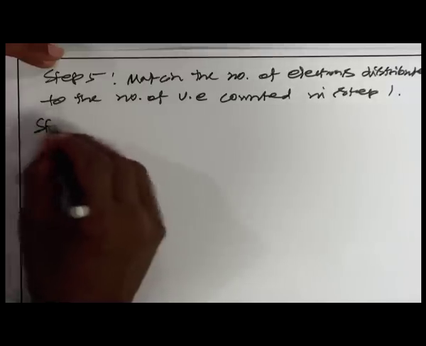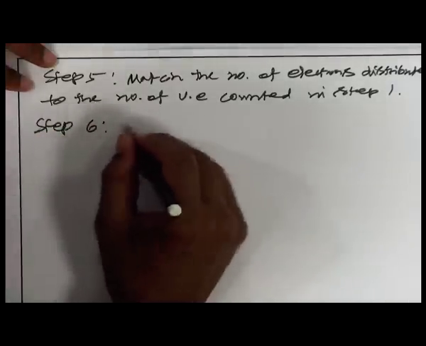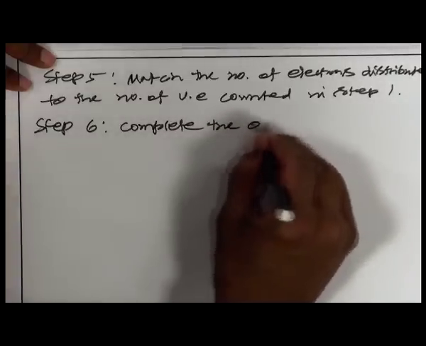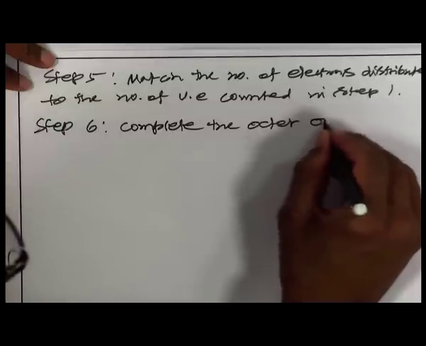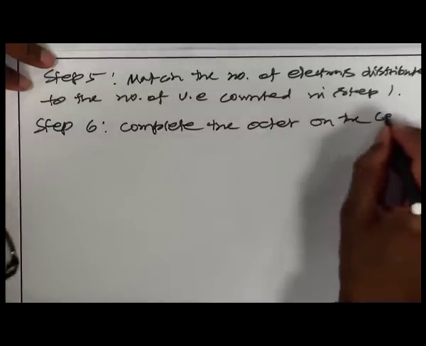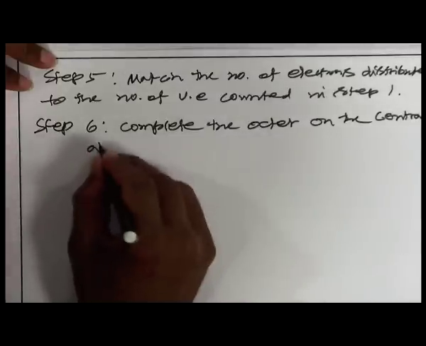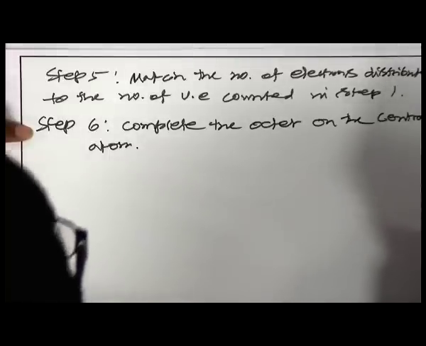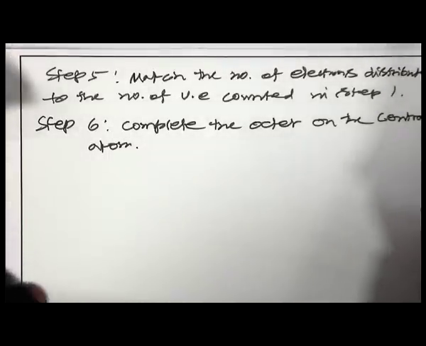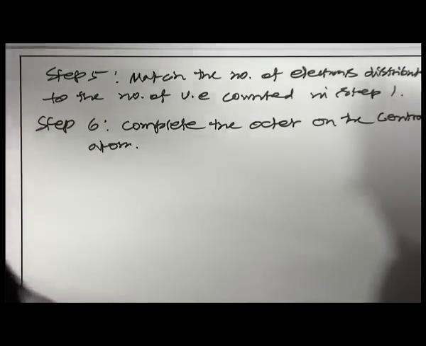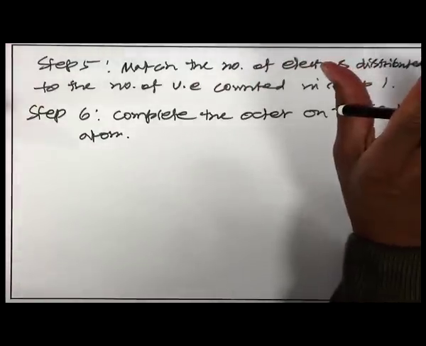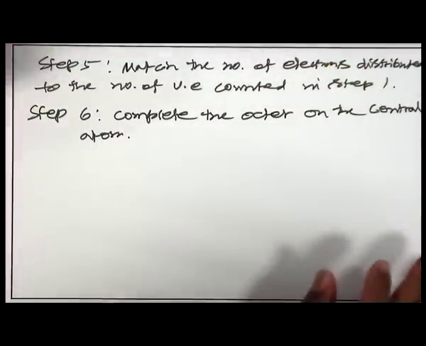And then in step 6, complete the octet. In the sixth step, you have to make sure that the central atom is having 8 electrons. If it has 8 electrons, then the structure is done. Let us see a few examples from which it becomes very clear.